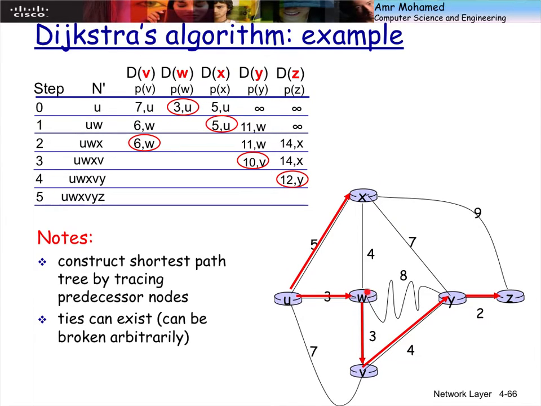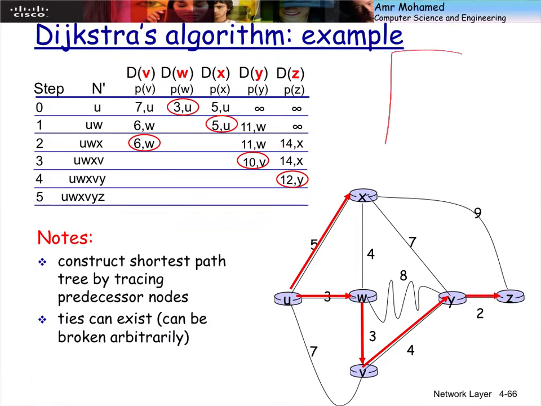And as you can see here, the red edges are part of the shortest path tree. And of course, as you can see, we have a subset of edges that does not contain all the edges in the graph. So this is the shortest path tree. So from this shortest path tree, we can set the routing table.